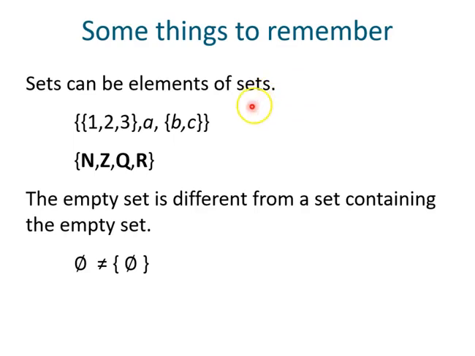Sets can be elements of sets. For example, in this set we have elements: a set of the numbers 1, 2, 3, the letter a, the set of the letters b and c. In this set, the elements are the integers, the natural numbers, the rational numbers, and the real numbers. The empty set is different from the set containing the empty set. They should be different. This set doesn't have elements, and this set has one element.